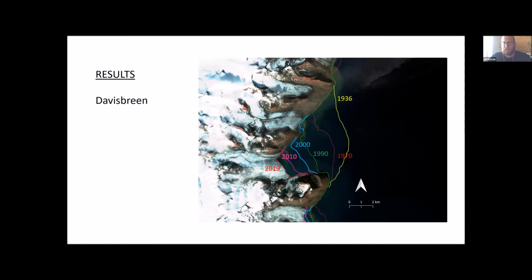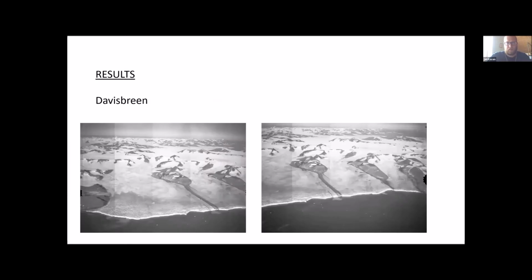The interesting thing is that we can also prolong the time series using the old aerial photographs from the 1930s. So I also put, just to show how it could be used, the frontal position of the glaciers in 1936, which are basically derived from these oblique aerial images also provided by NPI.